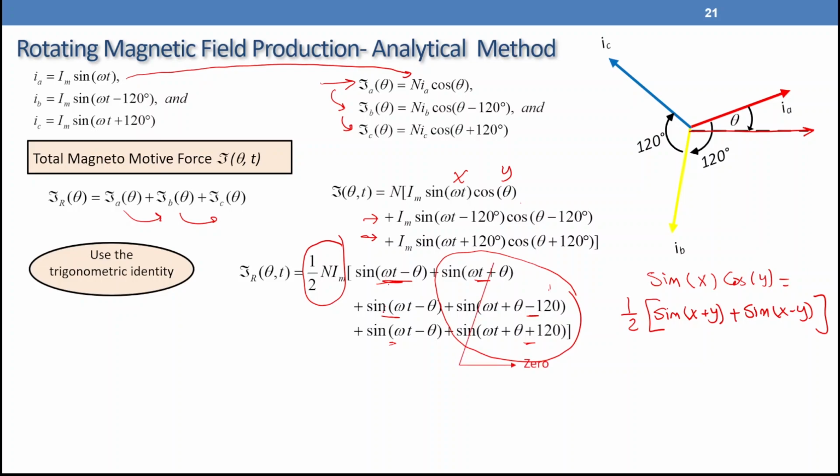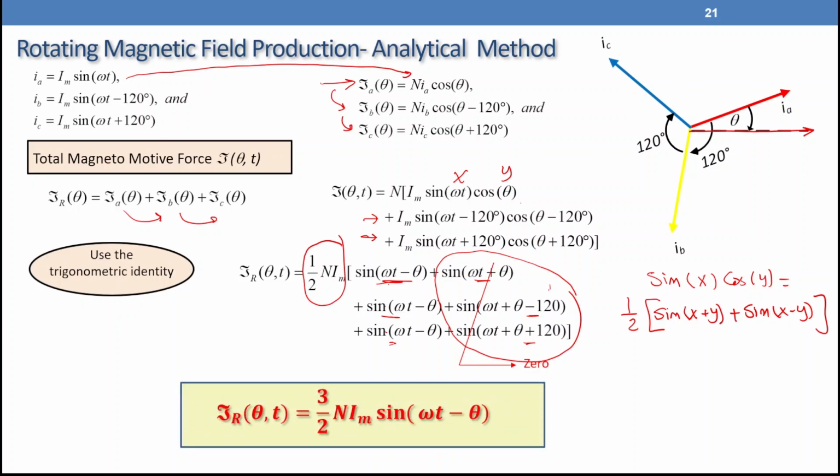But we have 3 from this expression, so the resultant field, function of theta and time t, will be 3 over 2, 3 because we have 3 phase, 3 over 2 N I maximum sine omega t minus theta. So we have a rotating field running by a synchronous speed or function of the supply frequency, omega equals 2 pi f. And the magnitude will be 1.5 times the magnitude of the field for any of the phases. So that one will be 1.5 times N I maximum. Right, so now analytical solution confirm what we had before. So the function now is F maximum sine omega t minus theta.